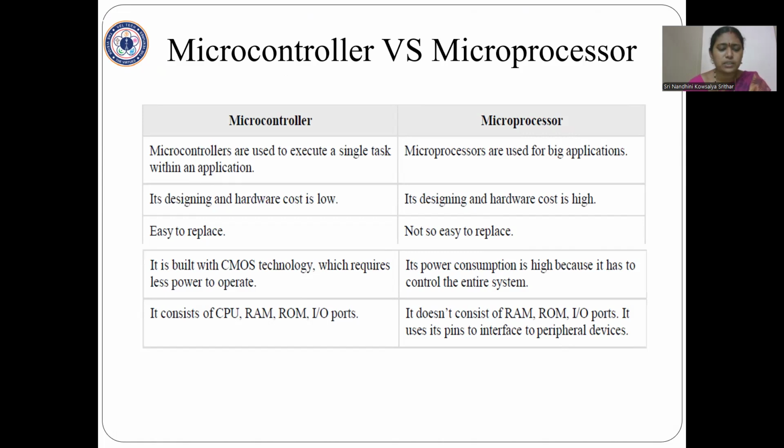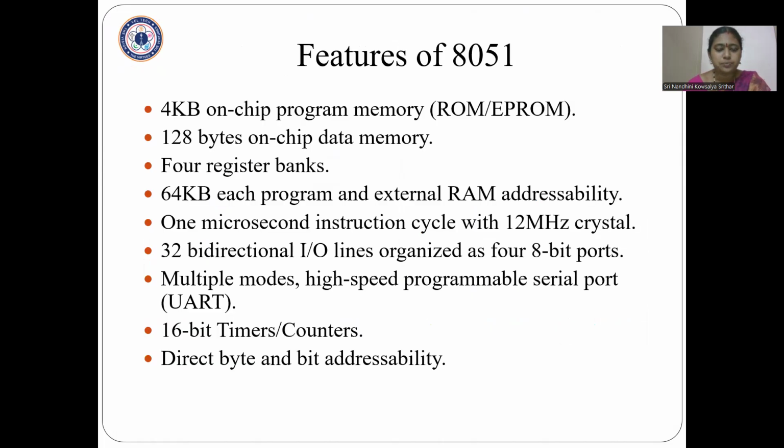A microcontroller consists of CPU, RAM, ROM, and I/O ports. A microprocessor does not consist of RAM, ROM, or I/O ports; it uses its pins to interface to peripheral devices. A microcontroller is built with CMOS technology, which requires less power to operate. The power consumption of a microprocessor is high because it controls the entire system.